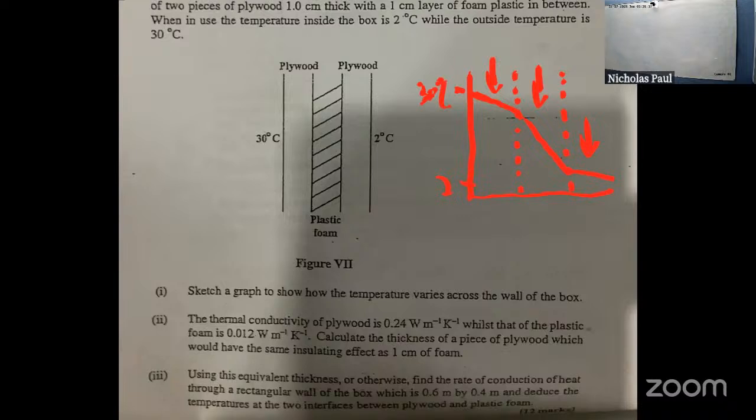Next, they want you to write: thermal conductivity of plywood is 0.24, plastic is 0.12, find the thickness of plywood to replace the foam. So you want to replace 1 centimeter of foam. I will get it in centimeters first, right? And then I'll convert it. Now let's take the meter.